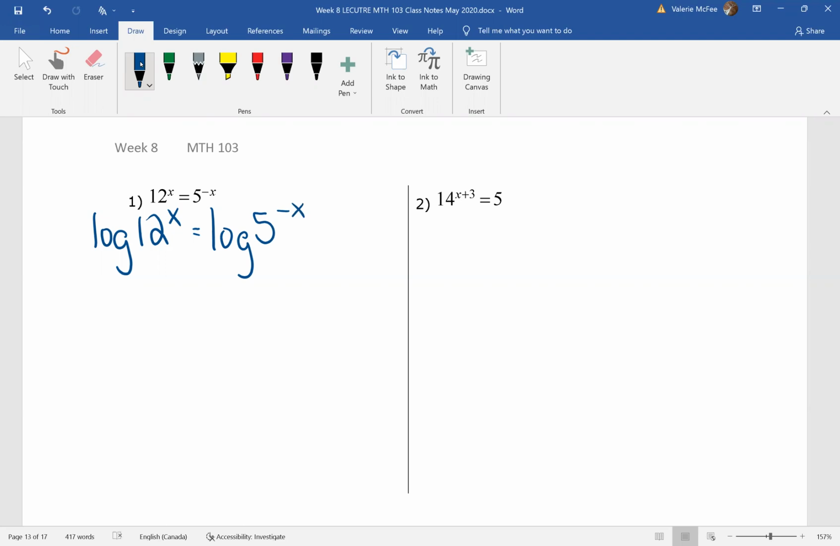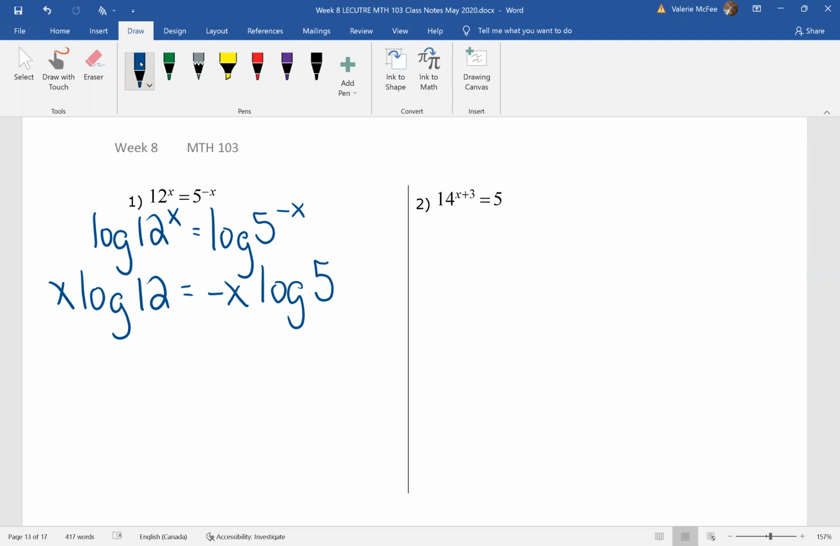In the next step, we write our powers as factors. Notice I'm not using brackets because those powers were monomials. They didn't have more than one term. I don't have to open the brackets.